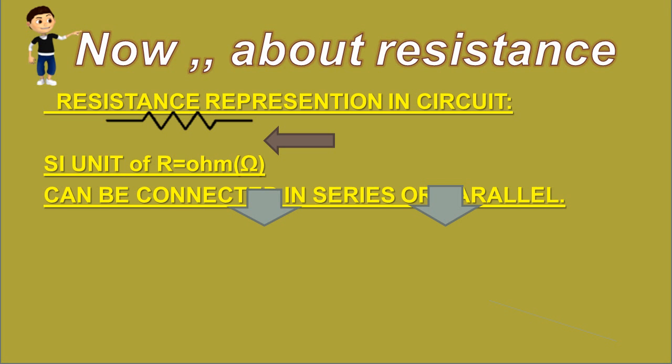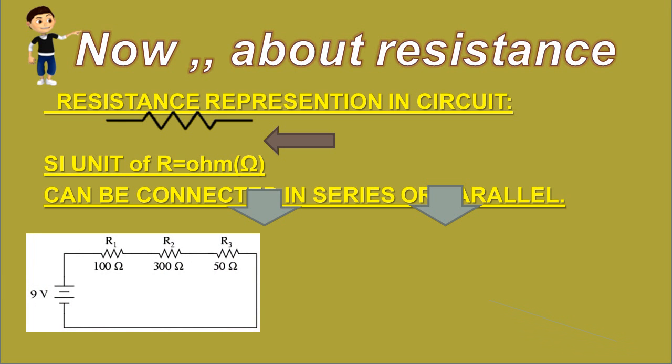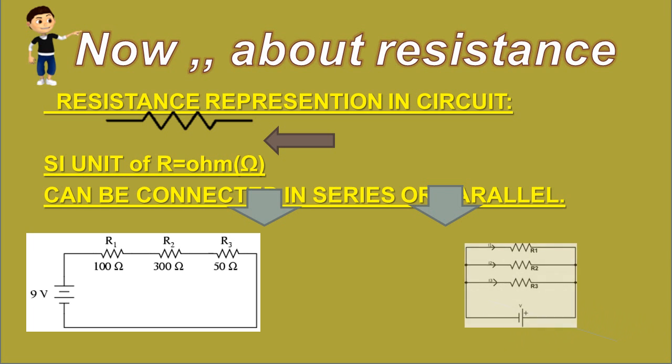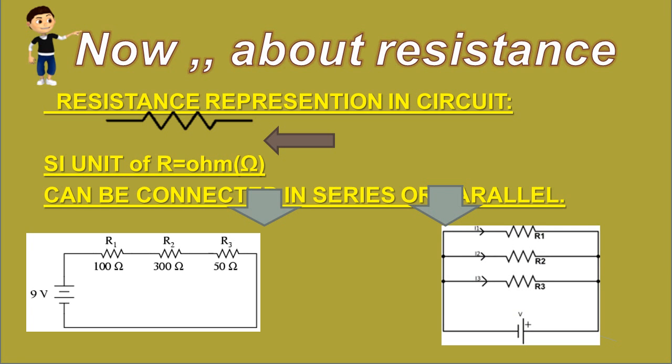In the first figure we can connect resistances in series like this. Here we arrange three resistances of magnitude 100 ohm, 300 ohm and 50 ohm, all connected one after one. And this is a situation where we connected resistances in parallel. We have three resistances R1, R2 and R3, and we arrange the three resistances parallel to each other like this.